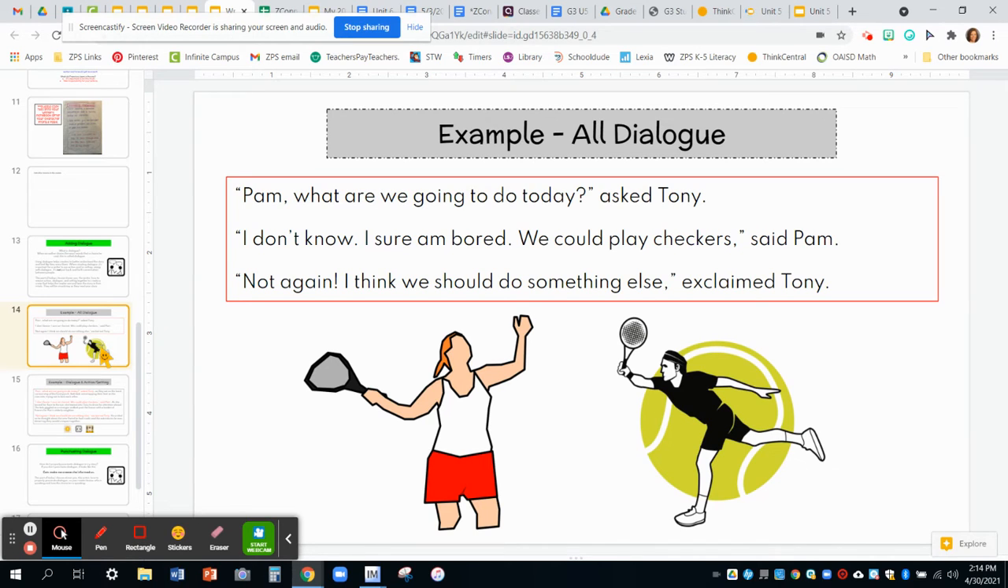"Pam, what are we going to do today?" asked Tony. "I don't know. I sure am bored." "We could play checkers," said Pam. "Not again. I think we should do something else," exclaimed Tony.